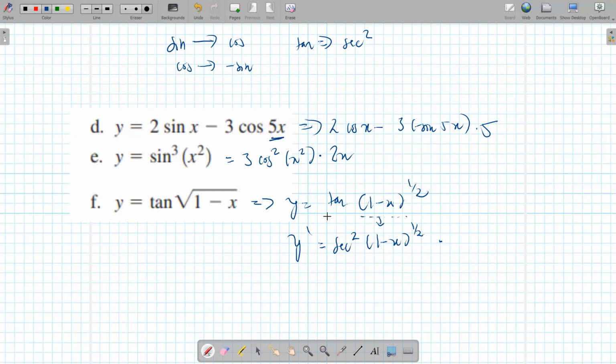Do you bring the 1 over 2 in the front? Yeah, you do. So you're going to first bring the 1 over 2 in the front. The power rule. Inside thing does not change. Then you take 1 away from half. You get negative 1 over 2. And then we're not done yet. We need to multiply this by something, which will be the derivative of this bracket. What's the derivative of 1 minus x?